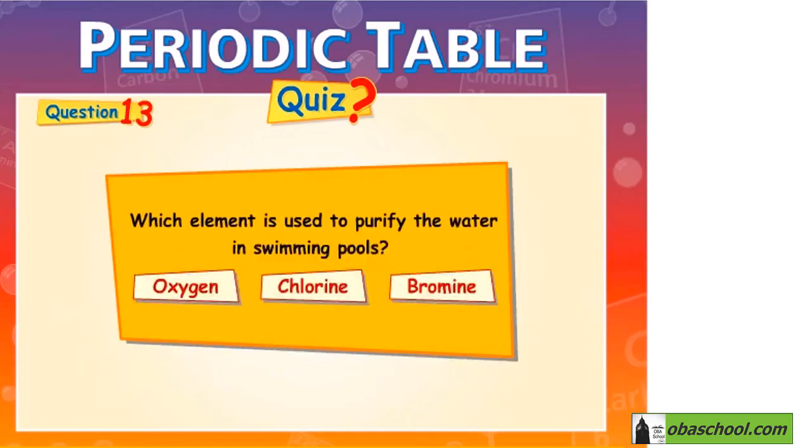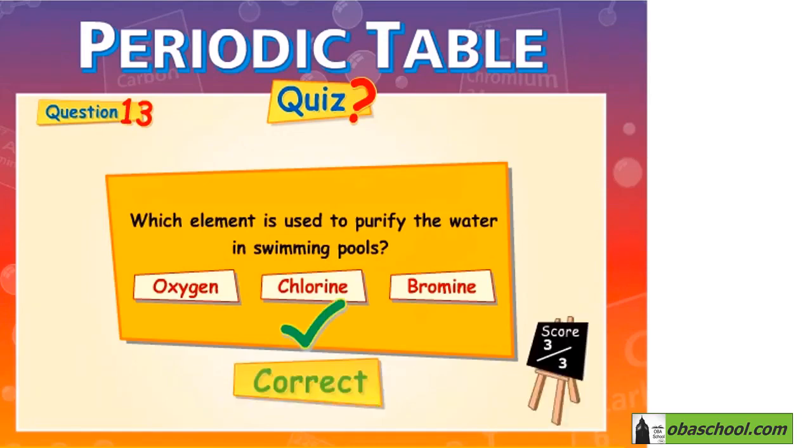Which element is used to purify the water in swimming pools? Oxygen, chlorine, or bromine? That is chlorine. You must have heard it a lot. Chlorine is added in swimming pools to purify the water and make it clean.